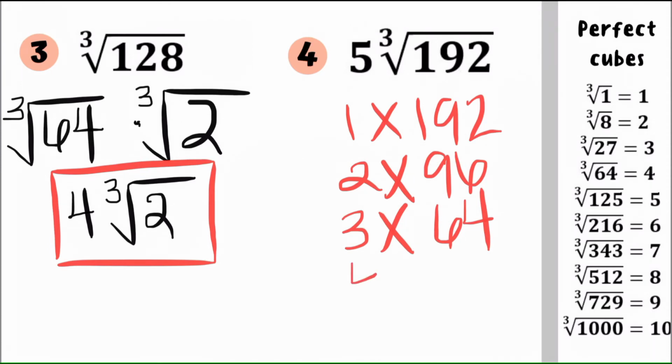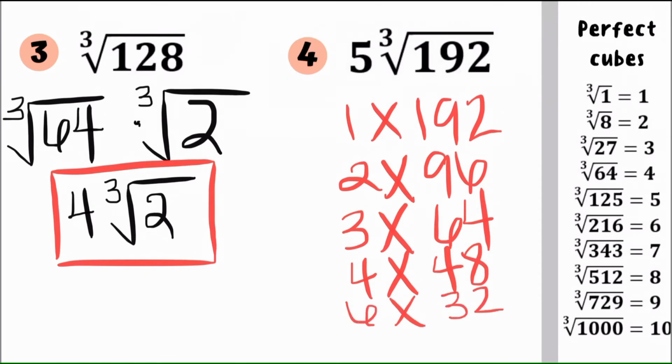So 4 and 48. And of course this is a larger number, so there's going to be more factors. 6 and 32. 8 and 24. 12 and 16. So it looks like 3 and 64 is the largest. So I'm going to use 3 and 64.